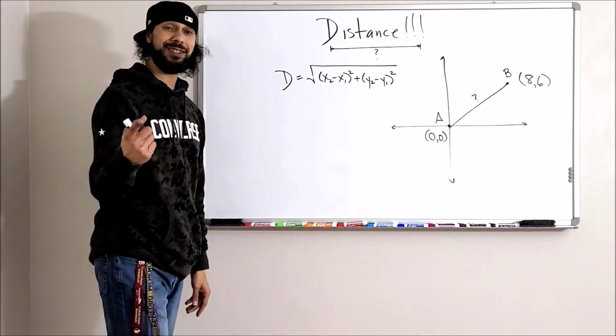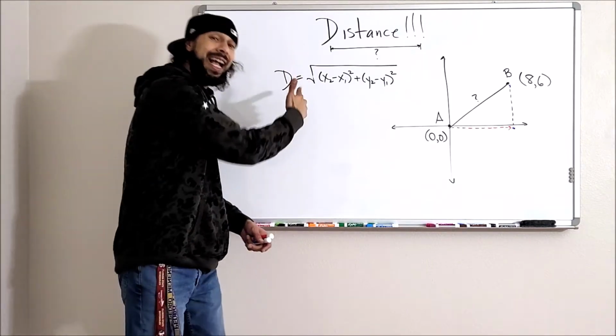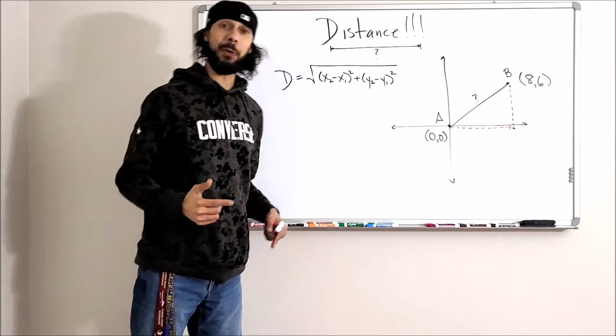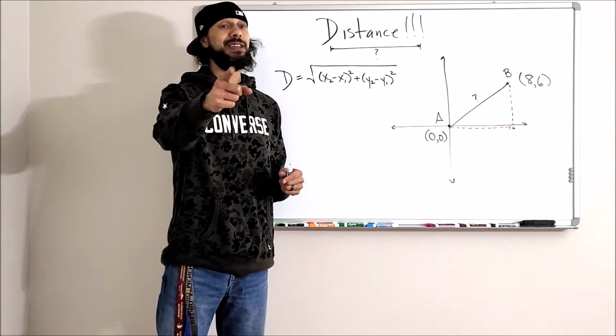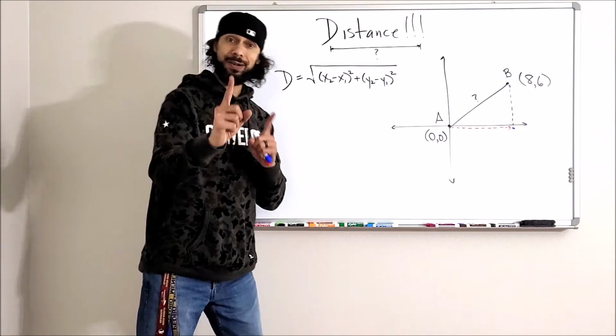You ever notice how it looks like a right triangle? Yeah, that's exactly where this comes from. This is Pythagoras' theorem written in a different way. Pythagoras' theorem is another video. Make sure you check that out if you don't know what I'm talking about. But let's work this out here.